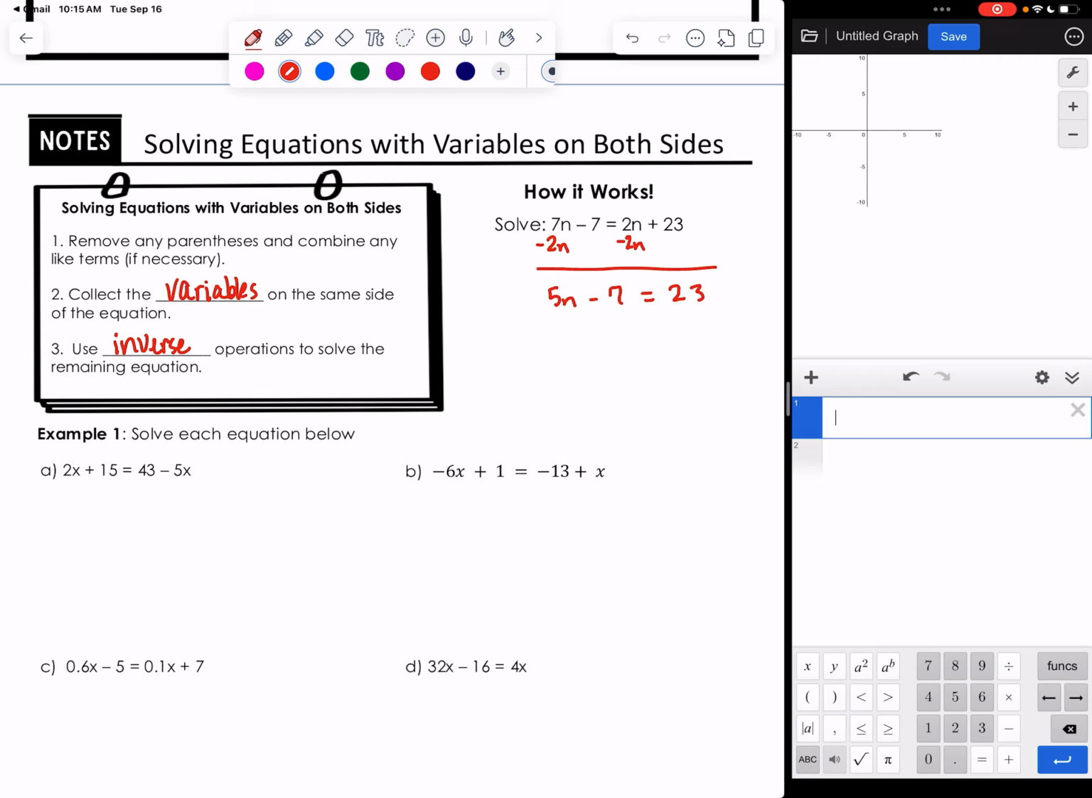Now, once you've done that, you've got a normal two-step equation that you can solve. We're going to use inverse operations to solve this. So, what is being done to n in this problem? Well, we're multiplying it by 5, and then we're subtracting 7. So if I do the opposite of that, I would add 7 and divide by 5. So add 7, so 5n equals 30, and then divide by 5 to get n equals 6. All right, let's look at another example of that.